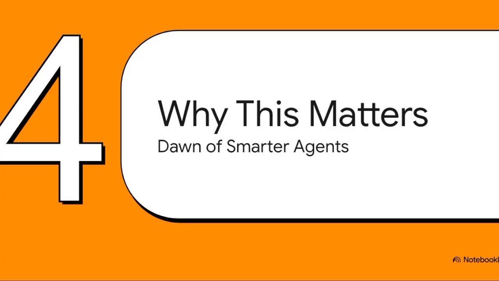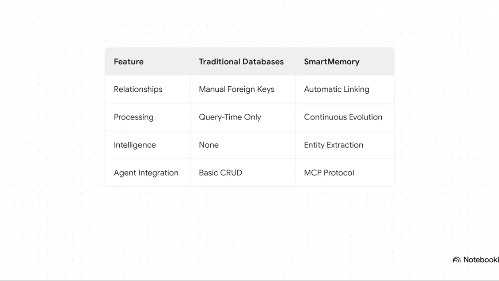Okay, this is all very cool tech. We've got a cognitive architecture, evolving memories, a knowledge web, but what does this actually mean in the real world? Why is this a total game changer for AI agents? This table really sums it all up. We're moving away from the old world of manual connections and static data and into a new world of automatic linking and constant evolution. A traditional database is passive. It just sits there. But smart memory is an active participant in its own learning. It's constantly getting better all on its own.